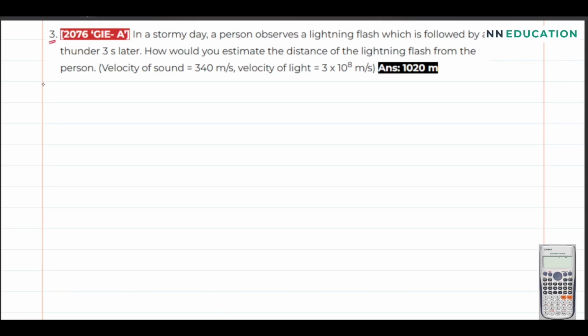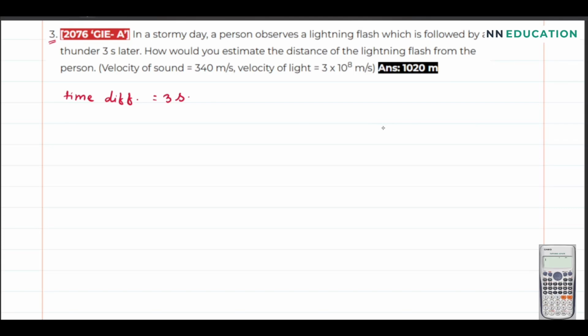During a storm, we see the lightning flash first and then hear the thunder a few seconds later. The question is if the time difference is 3 seconds, how far away is the lightning? Okay, let's solve it step by step.